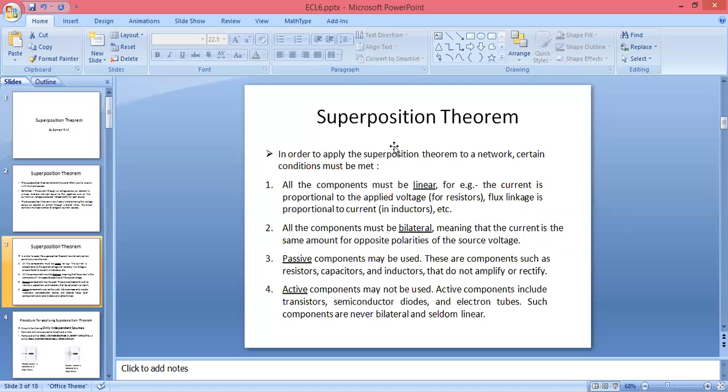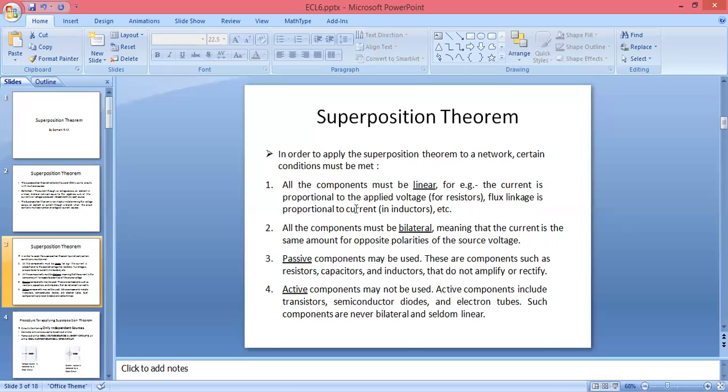If we have to apply superposition theorem, then there are some conditions which need to be followed. All components need to be linear and bilateral. Linear means what? If current is proportional to the applied voltage or flux is proportional to the current. That means what? जो वैल्यू है वोल्टेज या करंट सोर्स का, that will be proportional with, यदि वोल्टेज है तो करंट के साथ प्रोपोर्शनल रहेगा या फिर करंट है तो वोल्टेज के साथ, and this proportional will be linear, मतलब जितना वोल्टेज में चेंज हो रहा है उतना ही करंट में चेंज होगा.